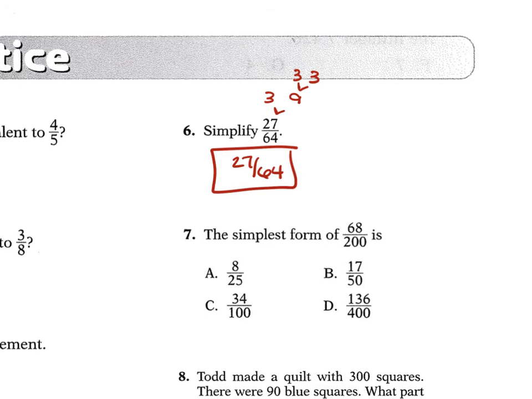For 7, it says the simplest form of 68 over 200 is. The 68 and the 200 are both divisible by 2. If we divide the 68 by 2, they're also both divisible by 4. If we divide both by 4, we get 17 over 50. So B would be our answer.